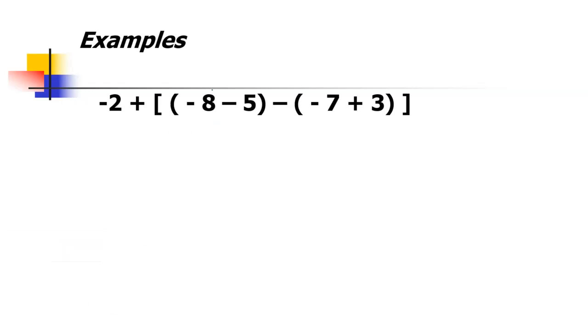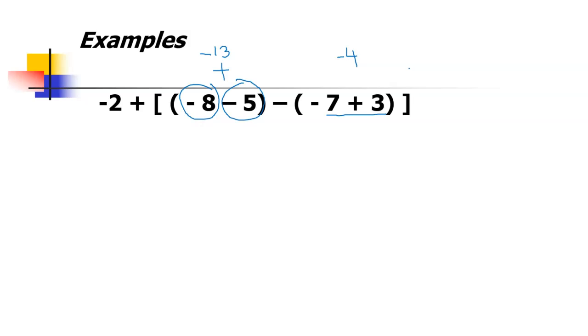So I'm going to do the parentheses first. So the -8 and the -5 here, same sign, plus invisible. So this is going to be -13. And here the plus sign is already visible. So -7 plus 3, the difference is 4. 7 is bigger, so this will give me -4.